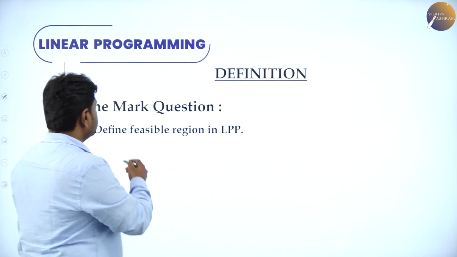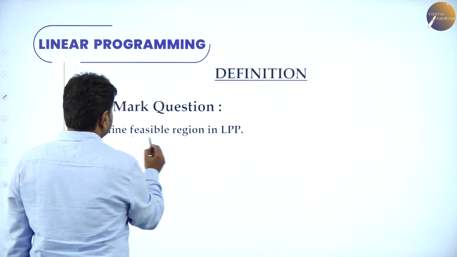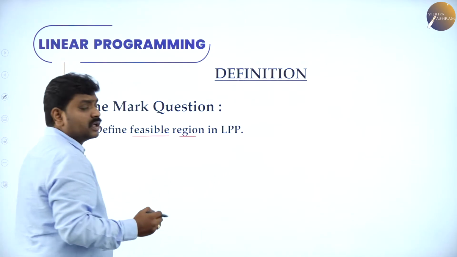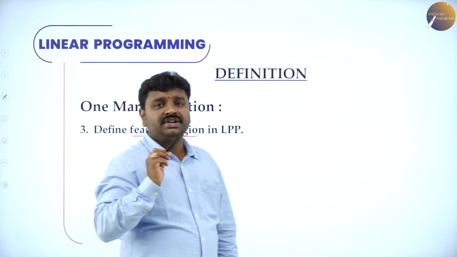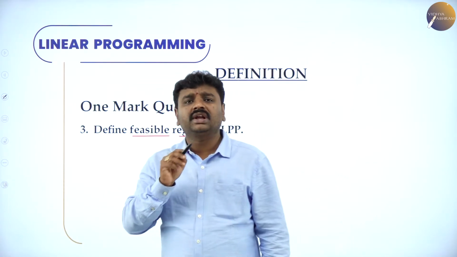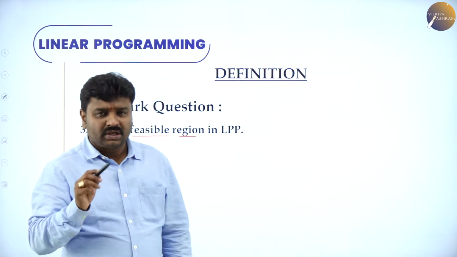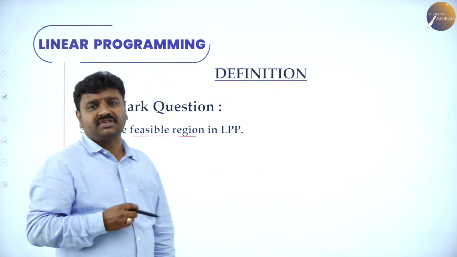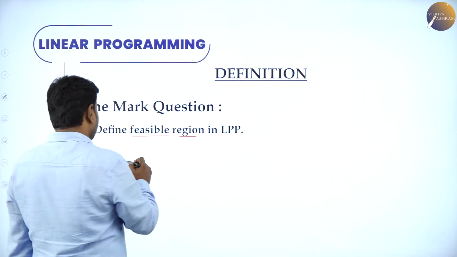Then feasible region, very important, many times appeared in your board exam. Feasible region means the common region determined by all the constraints including non-negative constraints. We can also call it the common region of shading. So how to define it?